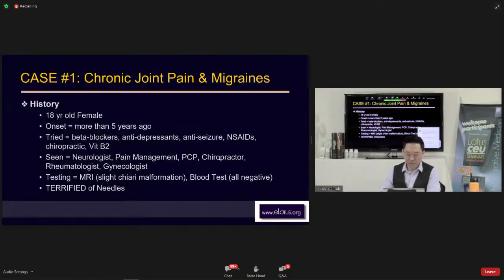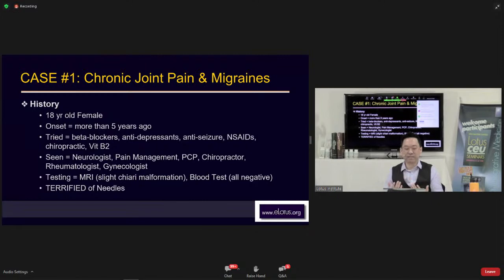She's been to a neurologist, pain management, PCP, chiropractor, rheumatologist, gynecologist. They did an MRI and they actually found a slight Chiari malformation, right? But they said it's not severe enough to be giving her all the severe migraines. She did blood tests, all negative, according to their physicians.